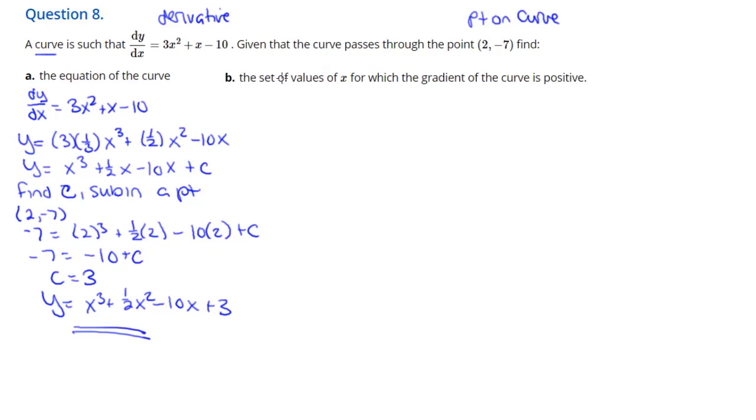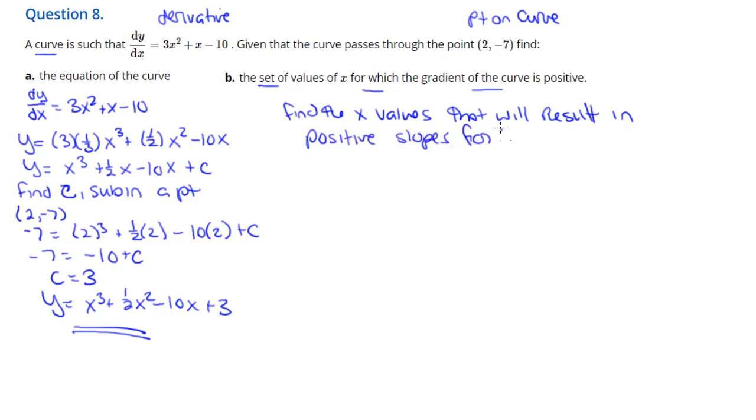So look at B. B says find the set of values for x where the gradient of the curve is positive. So this basically means find the x values that are going to cause the slopes to become positive. And we use the derivative to find slopes of curves like this. So basically what we're going to do is find the x's that cause the derivative to be greater than 0. So we'll rewrite the derivative here, 3x squared plus x minus 10, and it's going to be greater than 0.